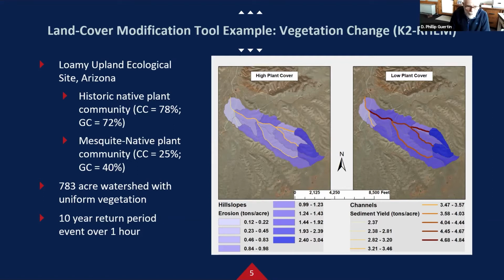So these are the results in terms of erosion at the hillslope element scale, as well as sediment yield at the channel scale, related to high to low cover. The darker the color, the more sediment yield, as well as erosion in tons per acre. This is for a 10-year return period event.